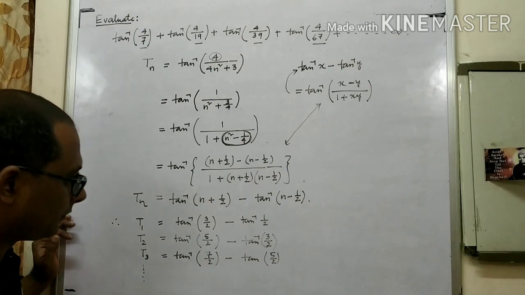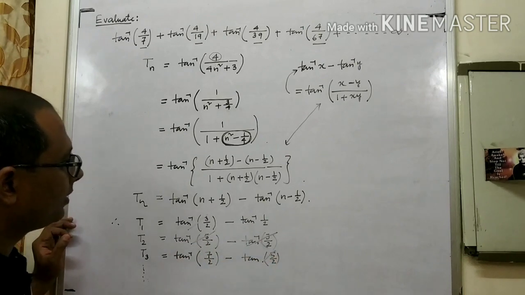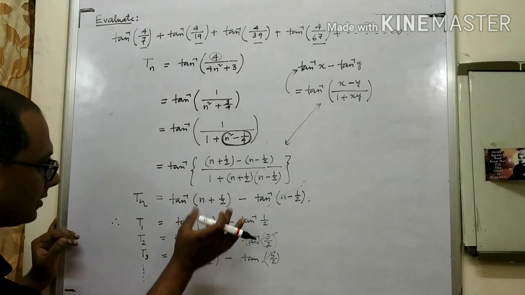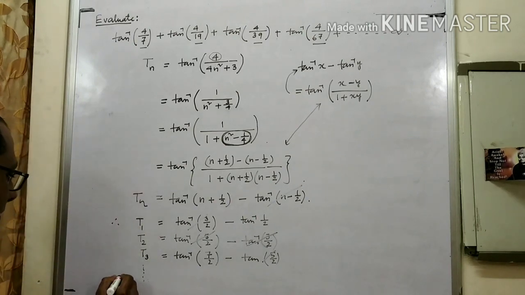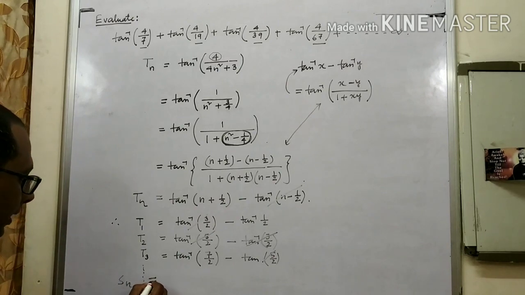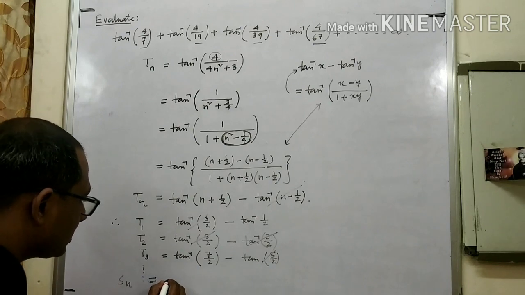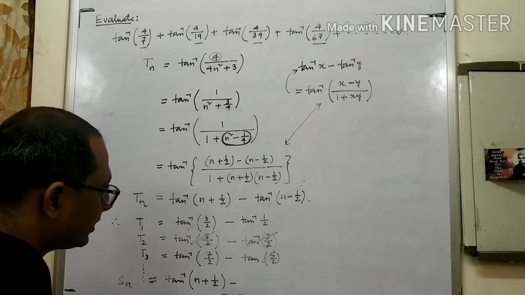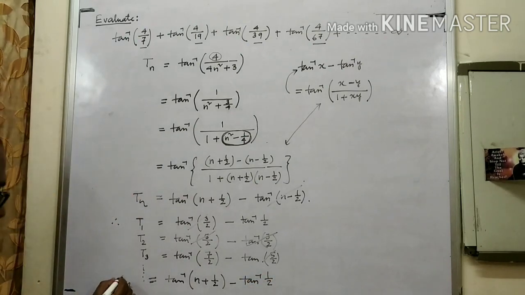Okay, now if we observe, we will find that these terms are getting cancelled. If we go on going like this, the only terms we will be left with are tan inverse of n plus half minus tan inverse of half. So if I am going to n, that will give me Sn. And Sn will be equal to the sum of all these terms, T1, T2, T3, T4 till Tn. So we'll be getting tan inverse of n plus half minus tan inverse of half. Almost getting the answer. This is Sn.